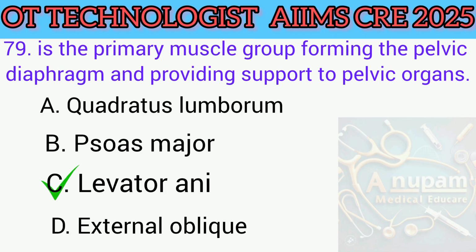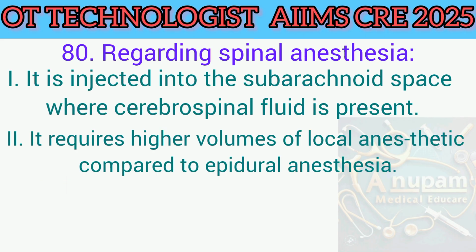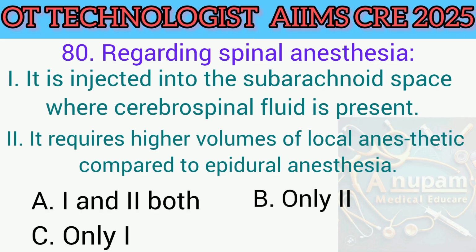Right option, C. Number 80. Regarding spinal anesthesia. 1. It is injected into the subarachnoid space where cerebrospinal fluid is present. 2. It requires higher volumes of local anesthetic compared to epidural anesthesia. Option A. 1 and 2 both. B. Only 2. C. Only 1. D. Neither 1 nor 2.